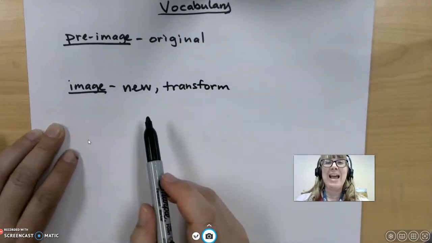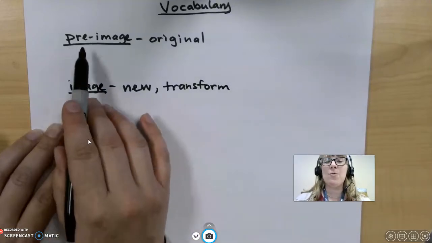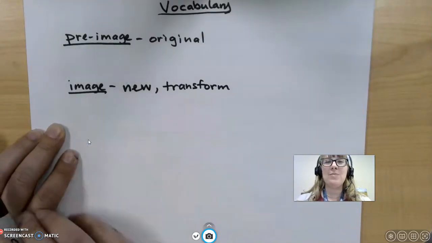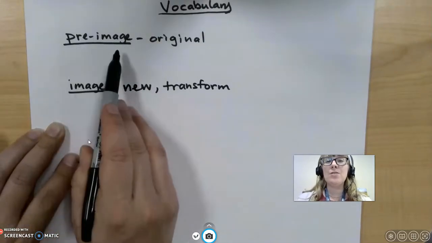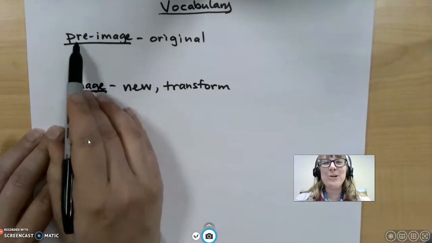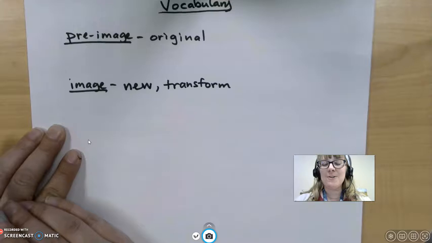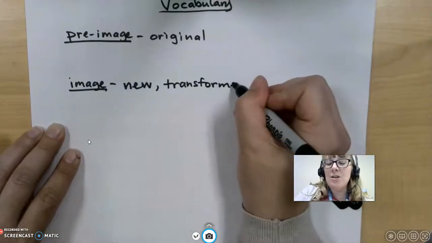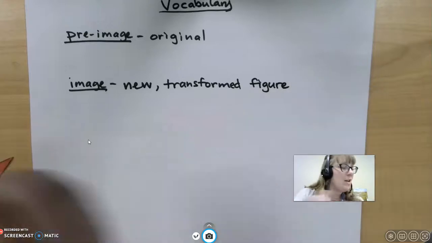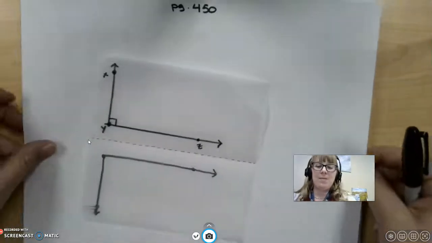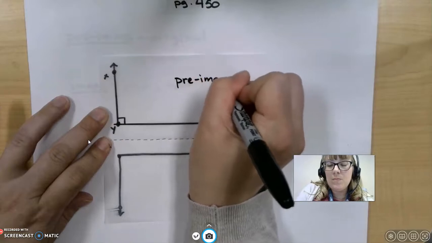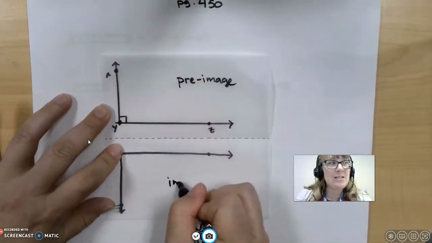Just remember that when we have a pre-game, it has to happen before the game, just like the pre-image has to happen before the image. The prequel of a story happens before the sequel. So pre means before, that makes it the original. The image is the new transformed figure. So going back to this, this is the pre-image. And this is the image.